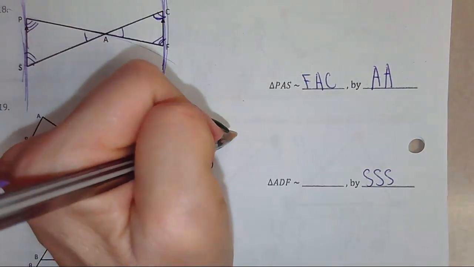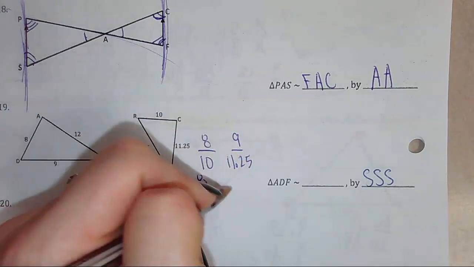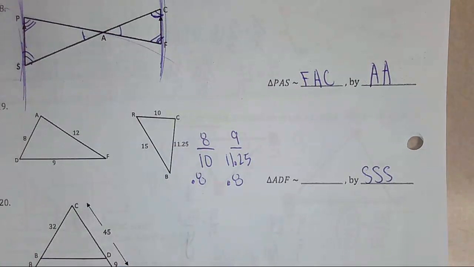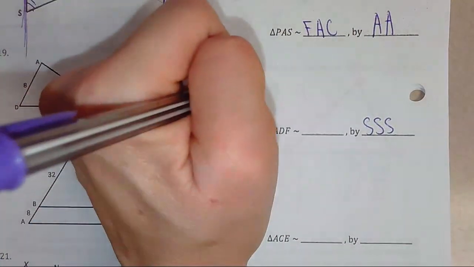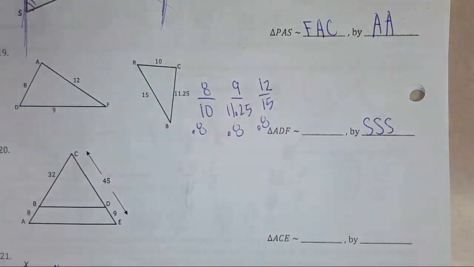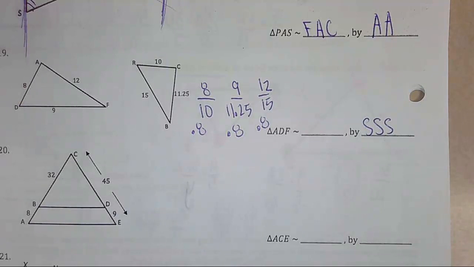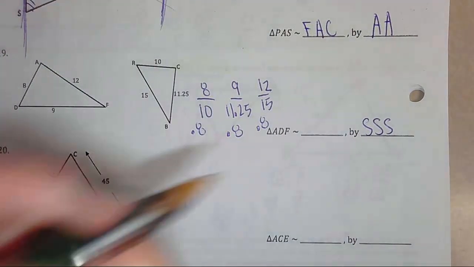Okay, and then I'll take my medium size, 9, and put it over 11.25. I'll divide, and I'll get 0.8. Ooh, we just have one left to see. So 12 over 15, I'll divide and get 0.8. And then I'll match them up.